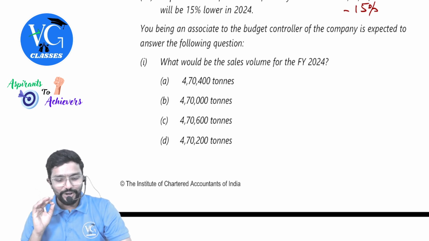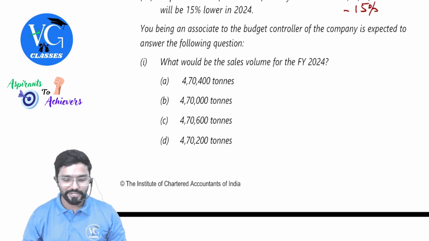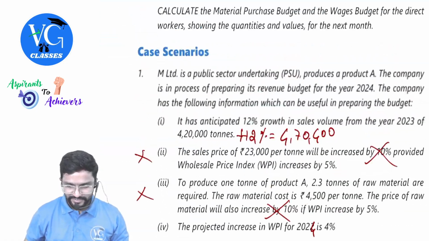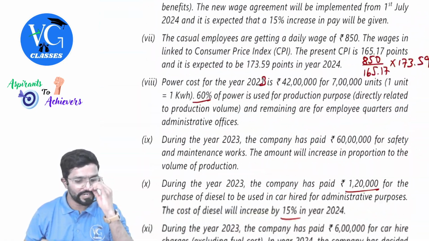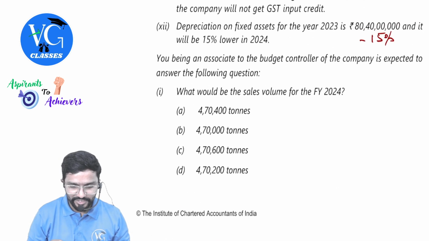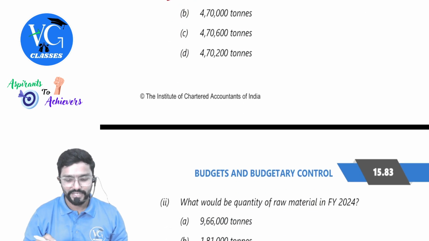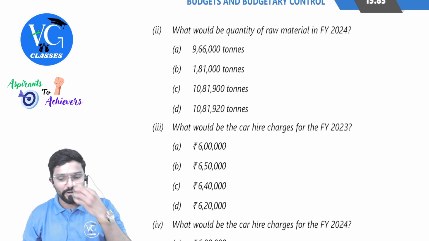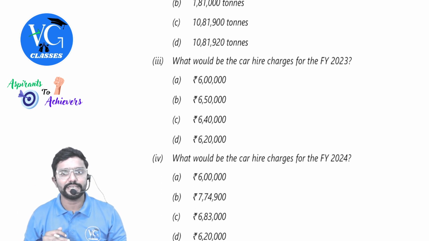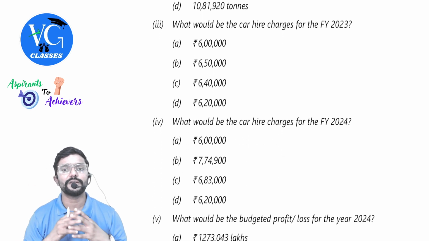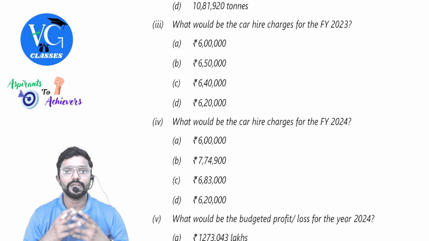What are they asking? We will see. What would be the sales volume for financial year 2024? We already did that: 4,70,400. One answer already got. What would be the quantity of raw material in financial year 2024? We will calculate all that. What would be the car hire charges for 2023? Already given, na?